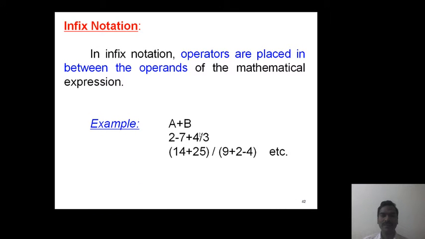Now these are examples: a plus b, 2 minus 7 plus 4 by 3, left parenthesis 14 plus 25 right parenthesis by left parenthesis 9 plus 2 minus 4 right parenthesis, etc. So these are different types of infix notations. When we observe these expressions, the ordinary mathematical equations are represented in terms of infix notation.